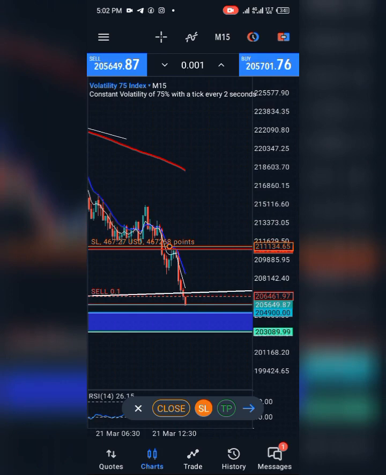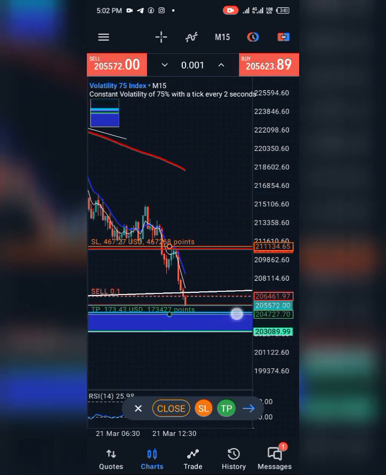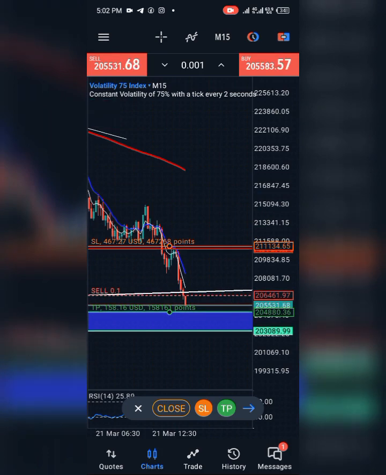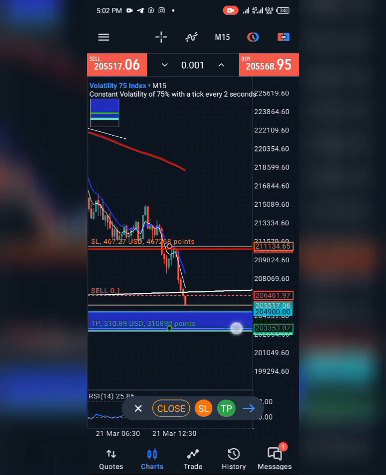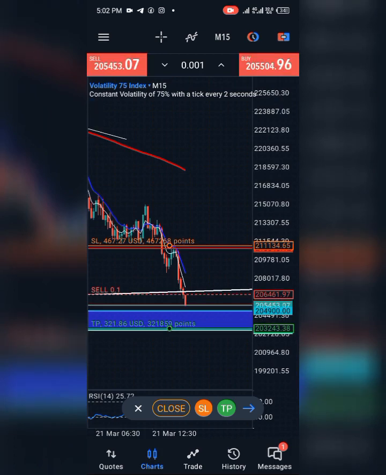I'm going to lose $467, but my TP, because of the lot size I use, should be here. This is going to hit here at 154, which is 205. I'm not going to TP here. I needed more. I want to TP at 321, so I'll get about $321 if V75 drops to there.